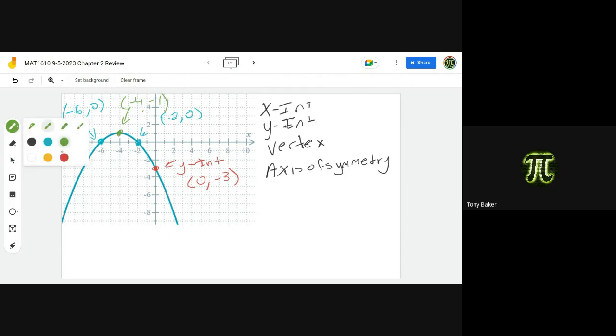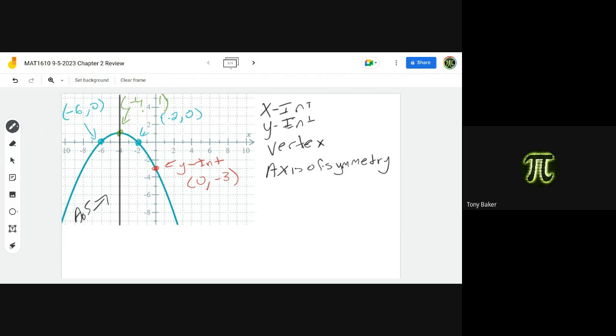And then my axis of symmetry goes right through my vertex. My axis of symmetry, yes. Oh, you're right. It is positive one. Good catch. Okay. Everything else was negative, so I just kept with the negative train.